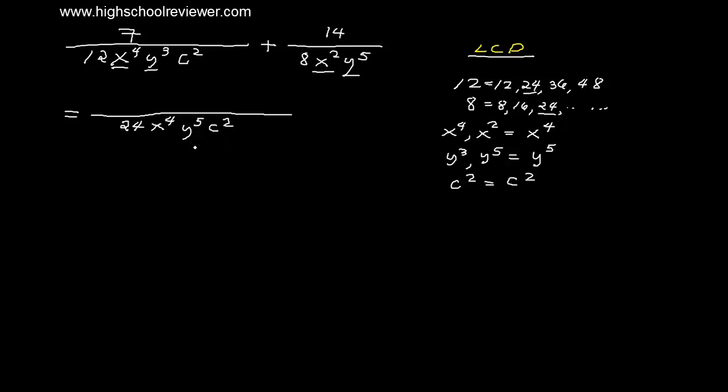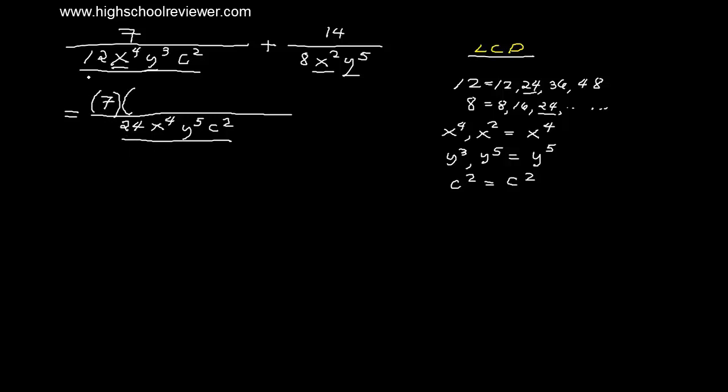This is our LCD. And just like in the operation of fractions, we are going to divide this LCD by the denominator, and then multiply the result with the numerator. So we will now multiply the numerator, that will be 7, by the quotient.